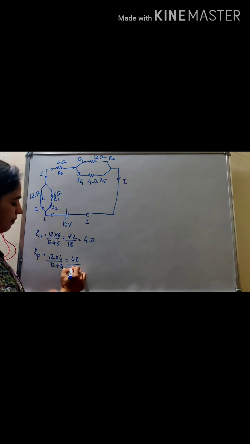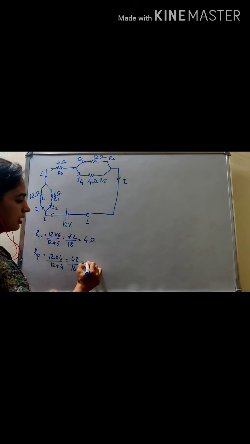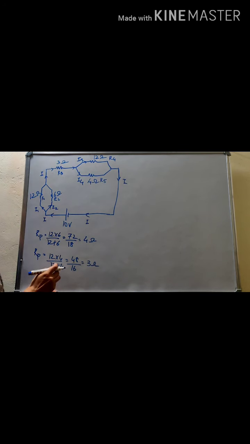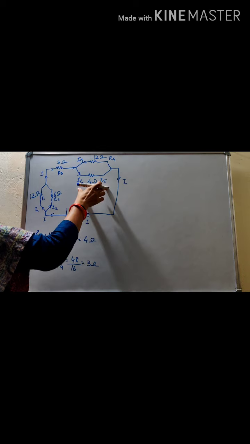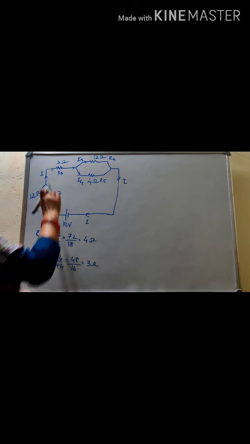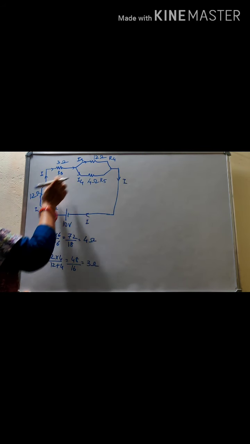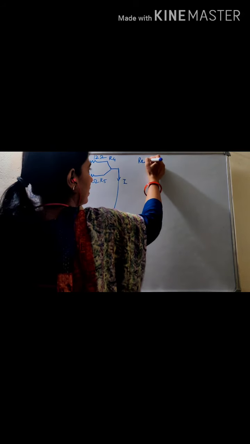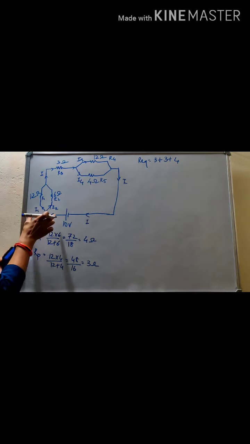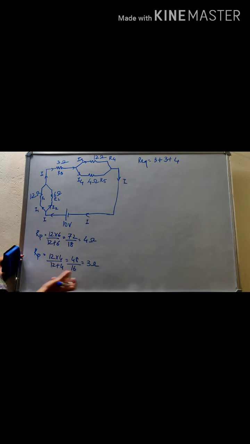48 by 16, that is equal to 3 ohm. Okay, now this network is of 3 ohm, this network is of 4 ohm, and we have a 3 ohm in between. So we can write our equivalent is equal to 3 plus 3 plus 4, right? 3 plus 3 plus 4. I hope you are getting it.